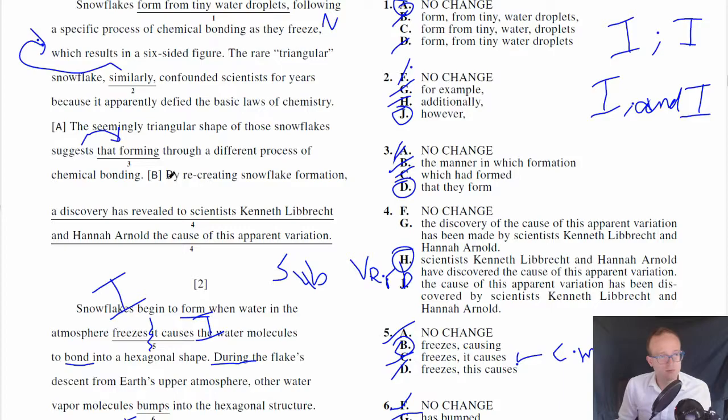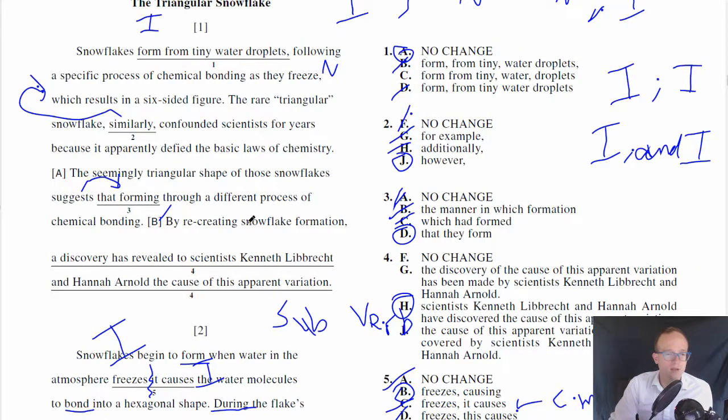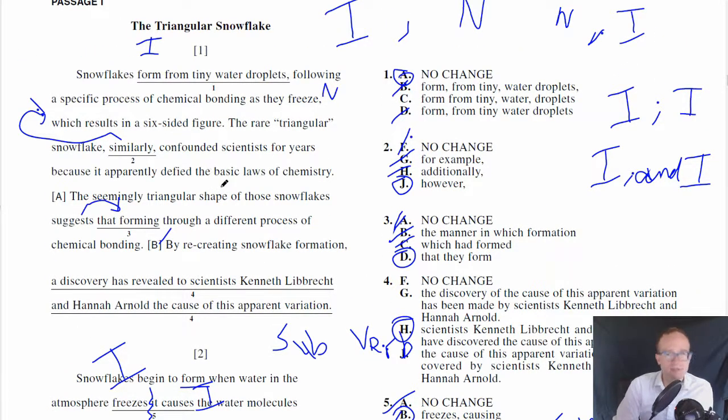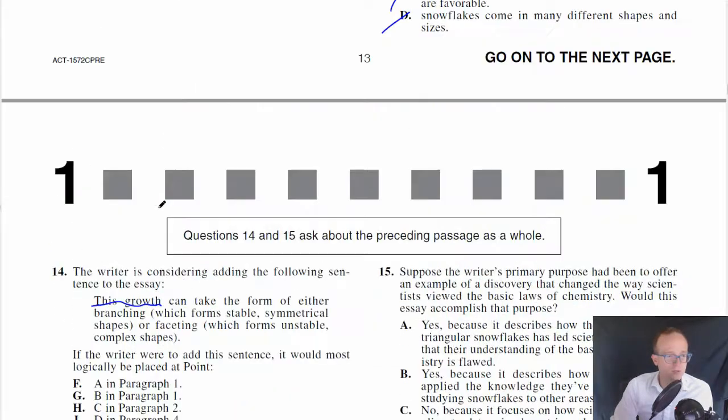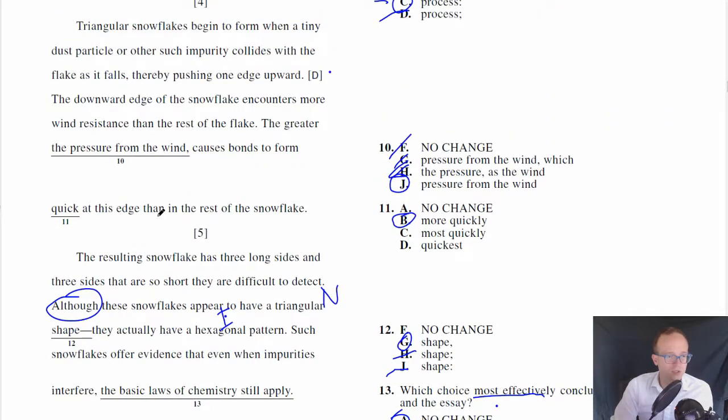B: "Seemingly triangular shape of these snowflakes is just that; they form through a different process of chemical bonding." This doesn't exactly have the same context, right? They form through bonding. That doesn't talk specifically about growth. And then A: "The rare triangular snowflake confounded scientists because it apparently defied the basic laws of chemistry." Okay, no, nothing with growth there. So between C and D, which is it?